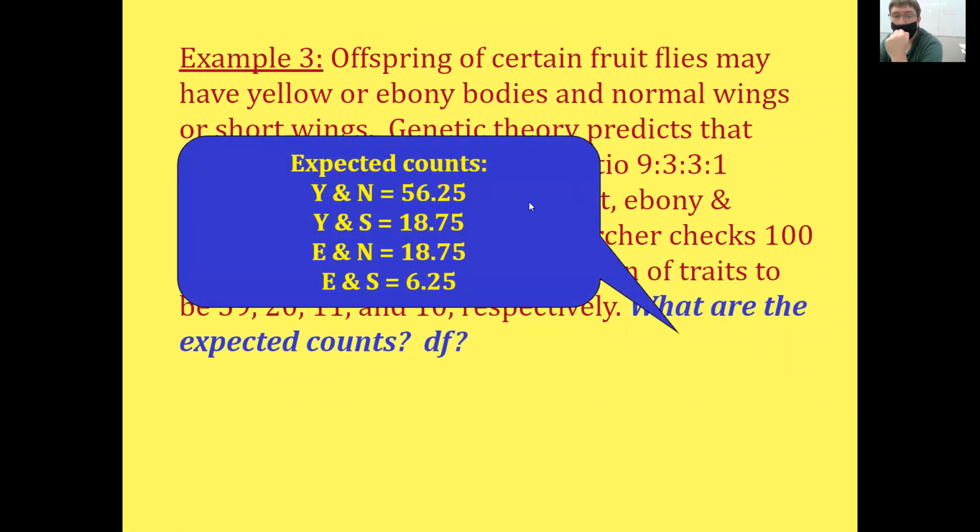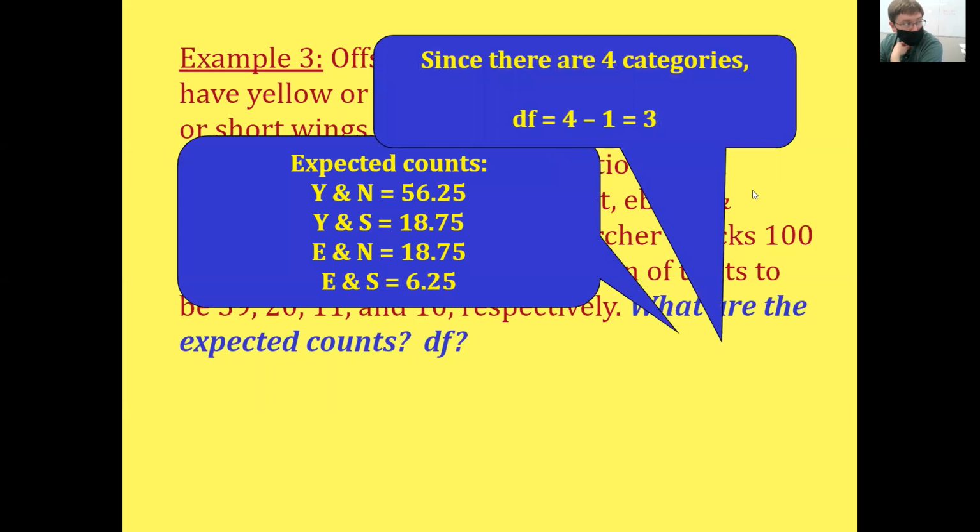Real quick before we go any further, does this meet our expected counts requirement for this type of test? Yes, because they're all what? Greater than or equal to 5. Very good. So just keep that in mind, that all of your expected counts before you even start doing everything should be at least 5. All right. What are our degrees of freedom? Well, there's 4 categories. Take away 1, you're left with 3.